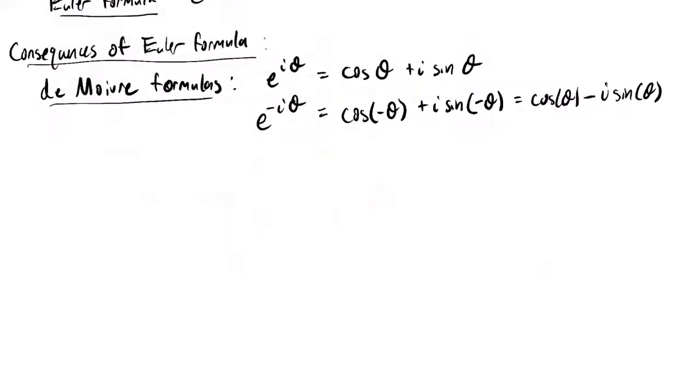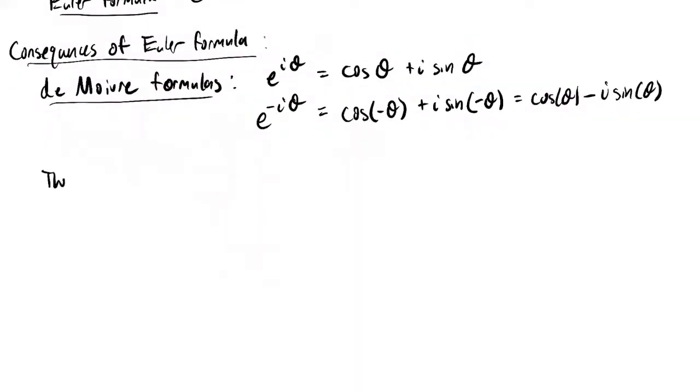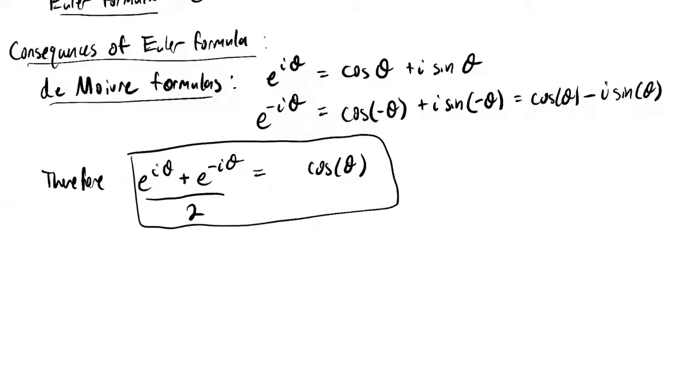Therefore, if I look at e to the i theta plus e to the minus i theta, this is equal to 2 times cosine of theta, because the negative i sine term and the positive i sine term cancel out. This tells me that if I divide by 2, e to the i theta plus e to the minus i theta over 2 gives me cosine of theta.